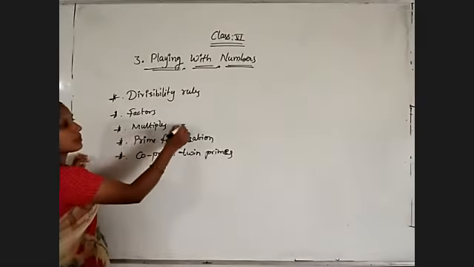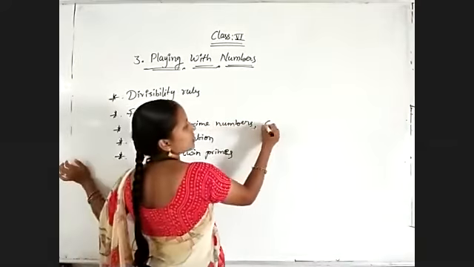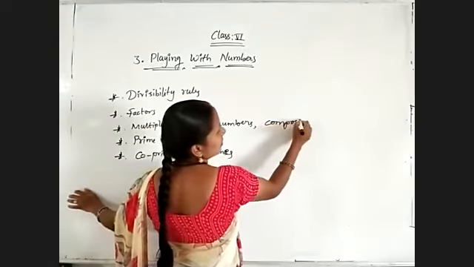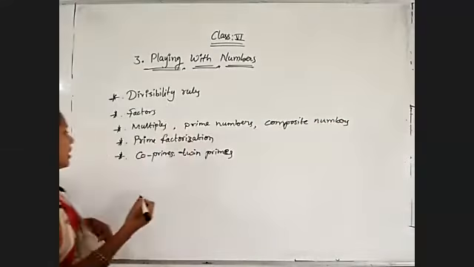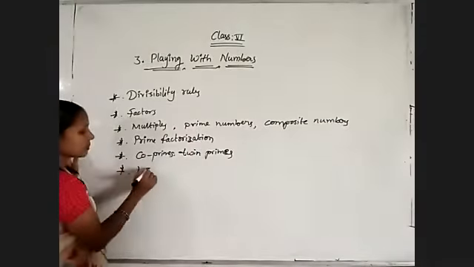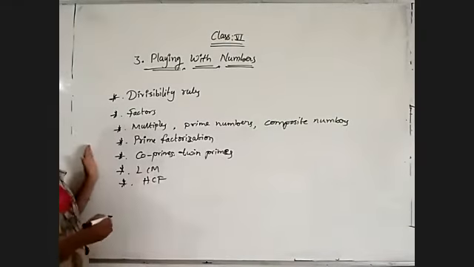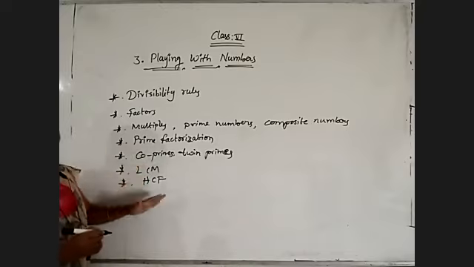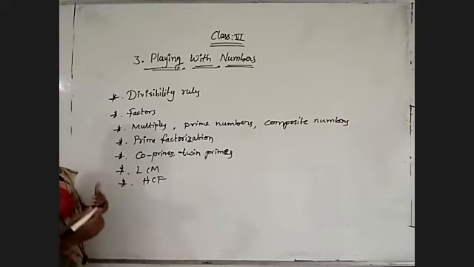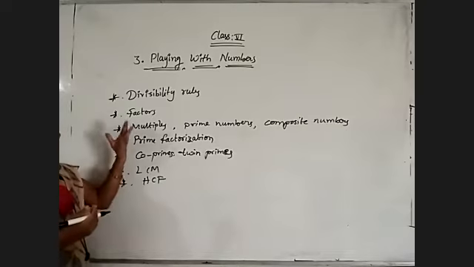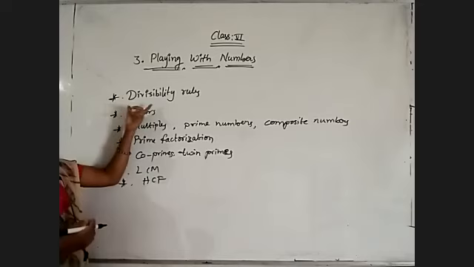Before this, prime numbers, composite numbers, even numbers, odd numbers, all these we are going to learn. And after this, LCM, HCF, and again divisibility rules of other numbers. So these many topics are there in this chapter. This is a very lengthy chapter, so we will discuss one topic after another. The very, very important rules, the divisibility rules, we are going to learn first.